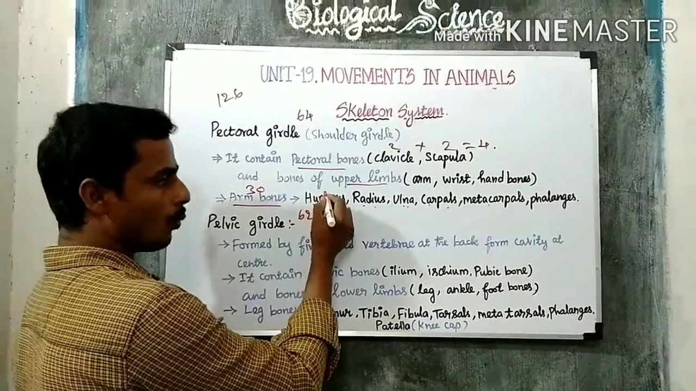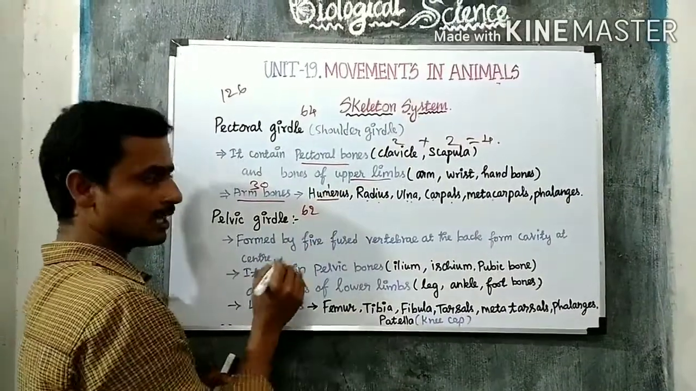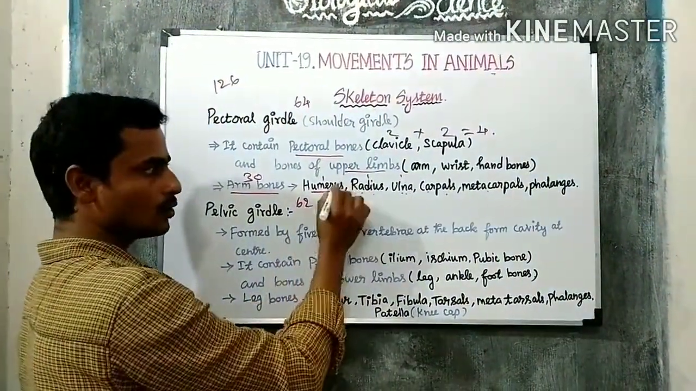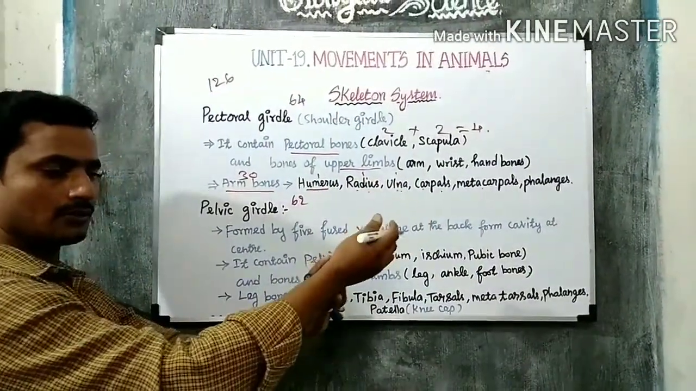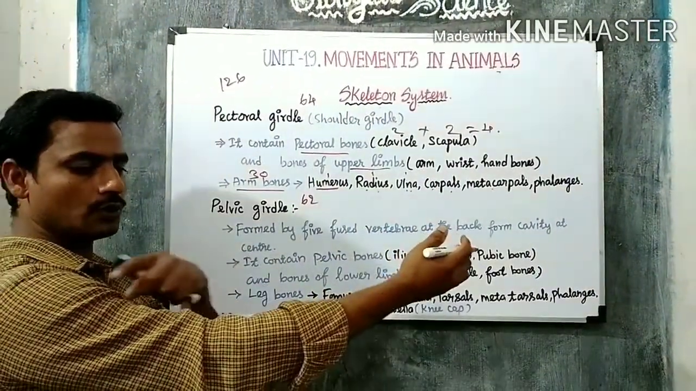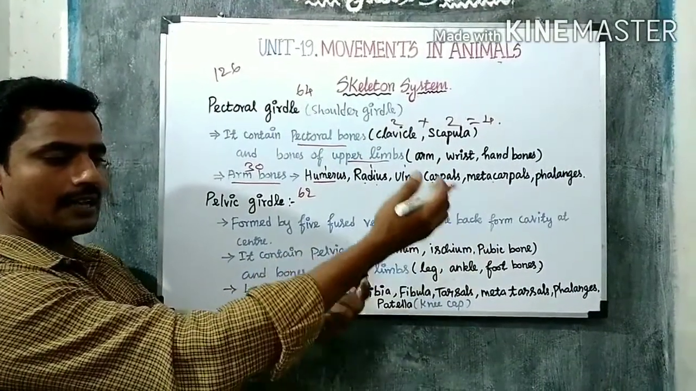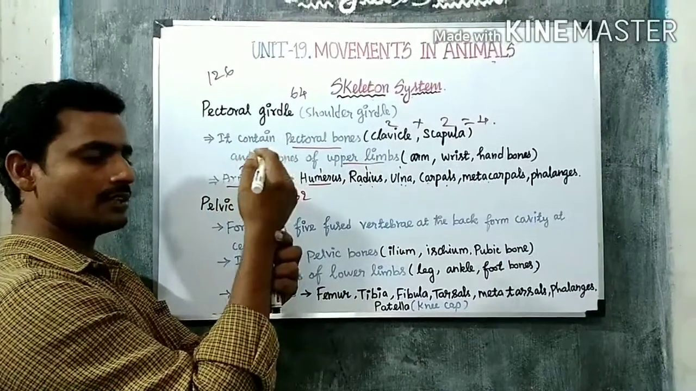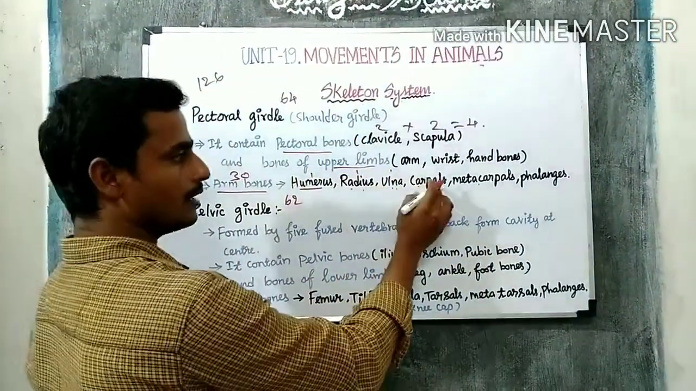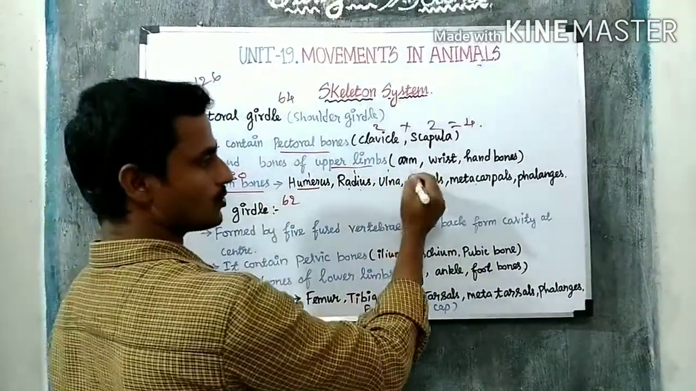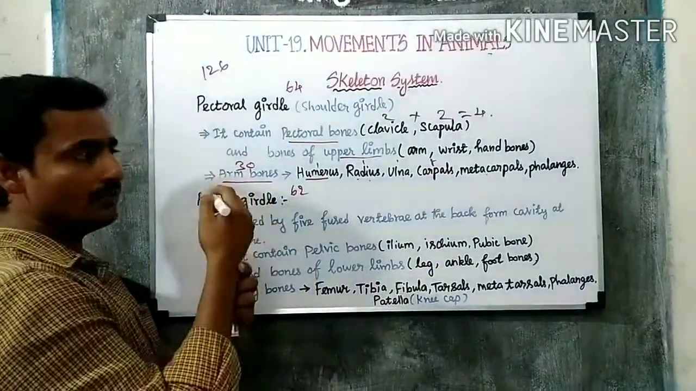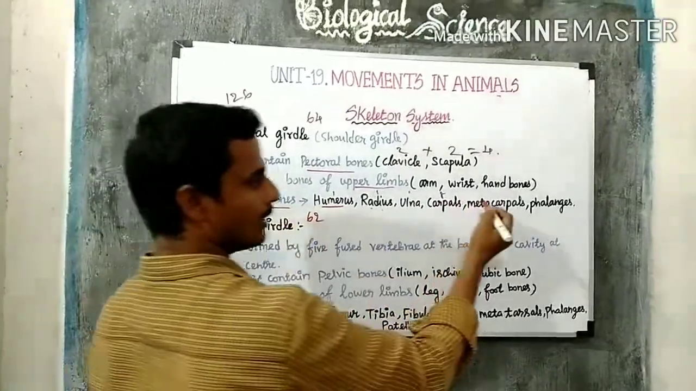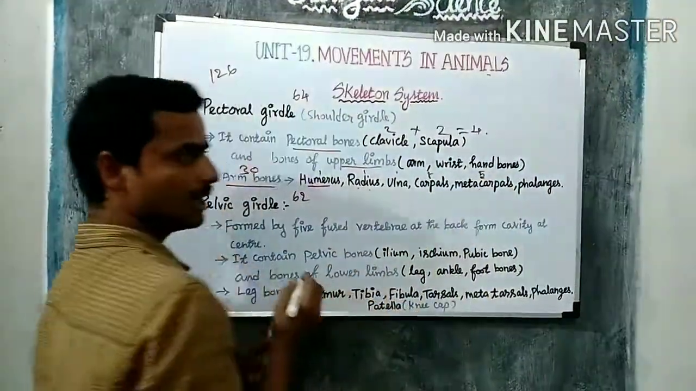So we have one humerus bone, one radius bone, one ulna. So up to this we have 3 bones: humerus, radius, and ulna. Then in carpals, which means wrist, we have 8 bones. In metacarpals we have 5 bones.